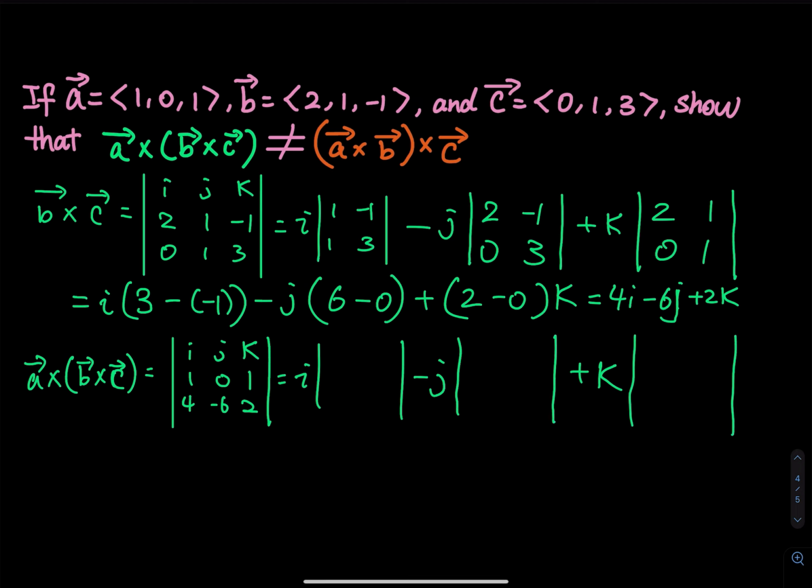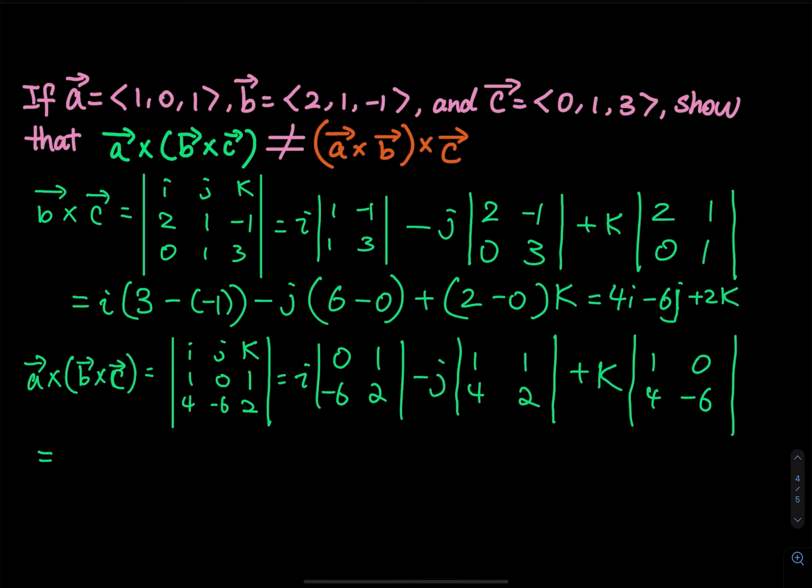And then let's copy the numbers. So this is for the I, and then this is for the K. Okay, bring them over: 0, 1, negative 6, 2. And then for the K, you have 1, 4, 0, negative 6. And then in the middle, we have 1, 4, and 1, 2.